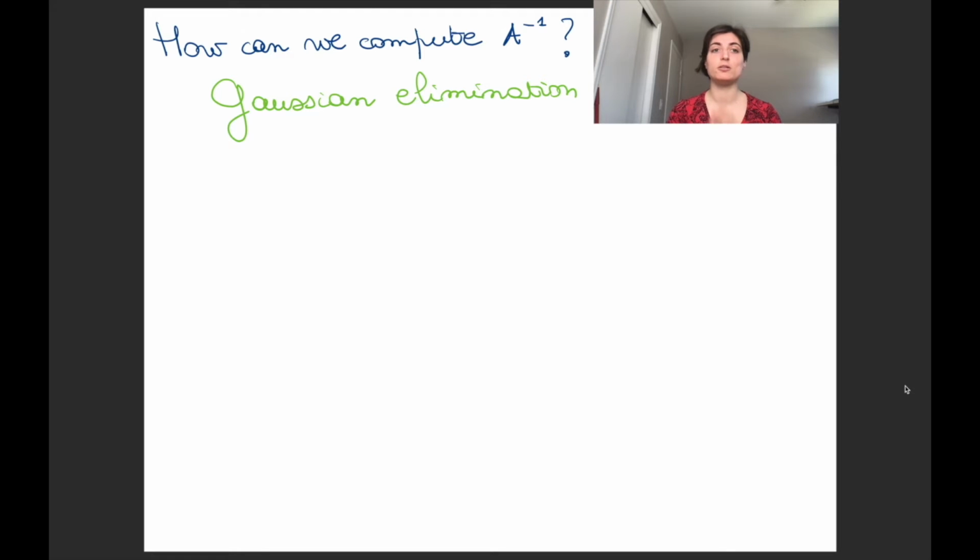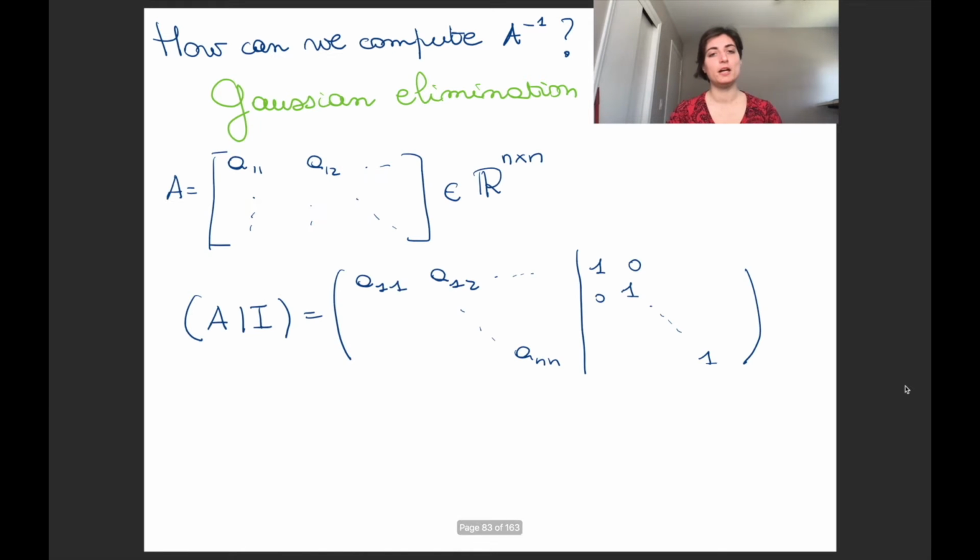There is a process called Gaussian elimination. It's the most common way to find the inverse. It works by saying that you have a square matrix n by n, and you write that matrix followed, with a line in between, by the identity.